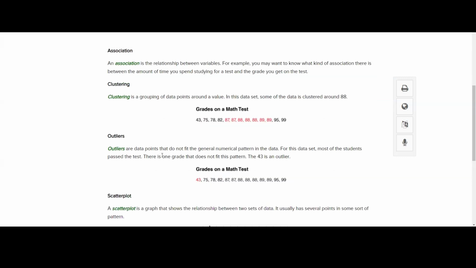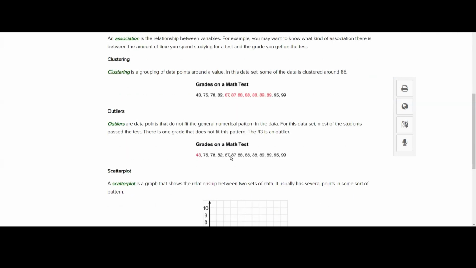Outliers. Outliers are data points that do not fit in the general numerical pattern in the data. For this data, most of the students passed the test. There is one grade that does not fit in the pattern, which is 43. It's an outlier because all of the scores range from 75 to 99, but there is an outlier of 43. Maybe the student was sick or in the hospital and could not do any test. That's why the score is 43, which is in red, okay?